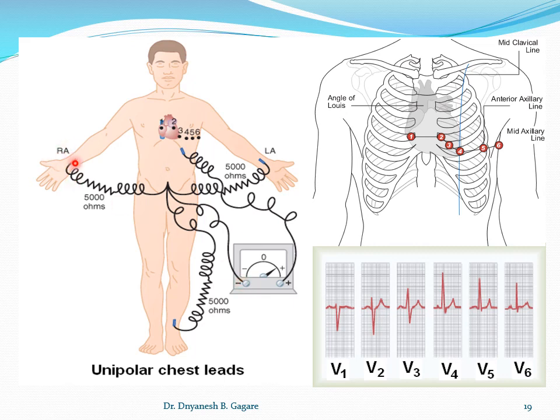ये जो 3 classical points है, right arm, left arm and the left leg, these all 3 points connected through the high resistance, because it is indifferent electrode. Through the high resistance it is connected to the negative terminal. Okay, and this indifferent electrode it is fixed. Only we have to change the position of exploring electrode.